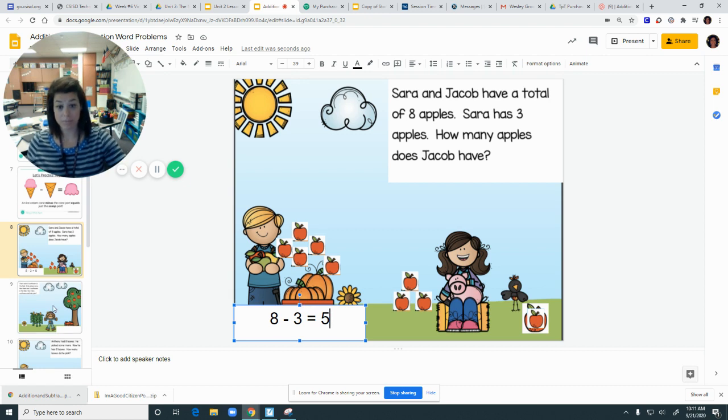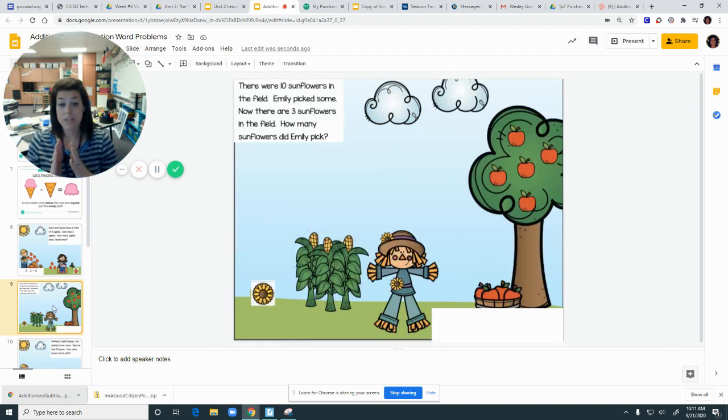Let's look at another one. There were 10 sunflowers in the field. Emily picked some. Now there are 3 sunflowers in the field. How many sunflowers did Emily pick?